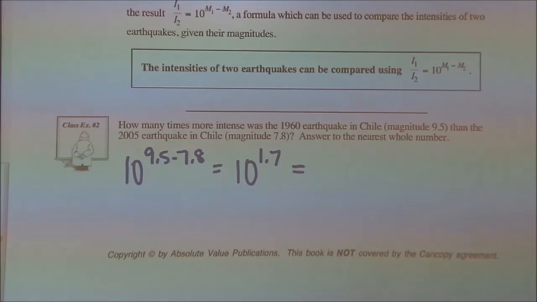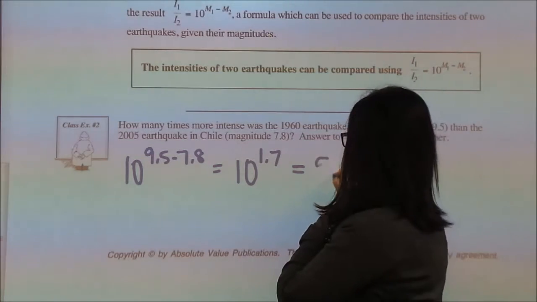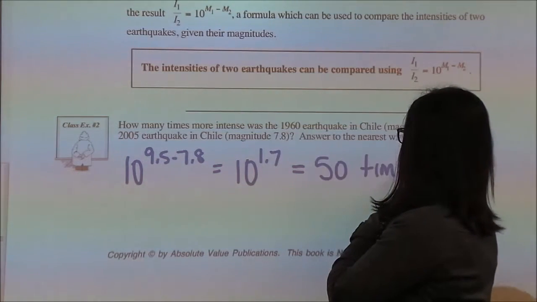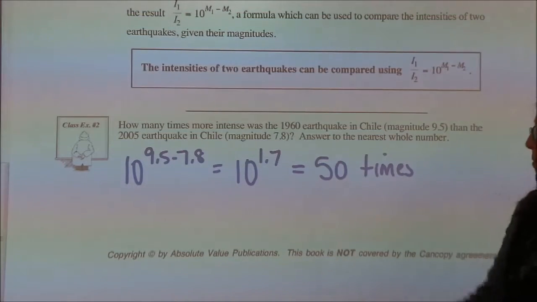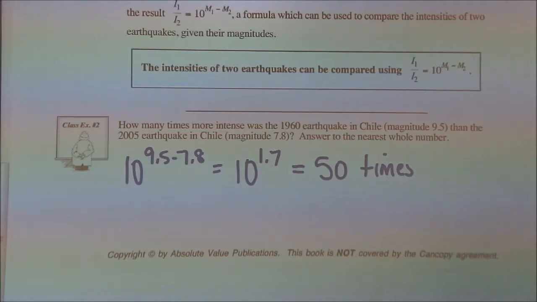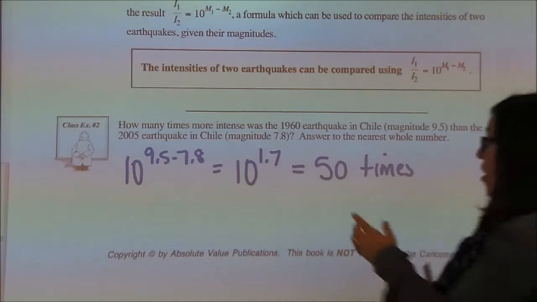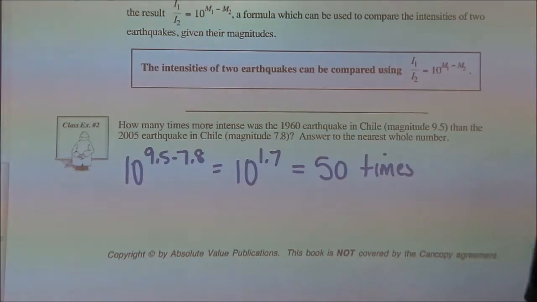Michaela, what did you get? About 50 times? Yep. So remember, 10 to the power of 1 is going to be just 10, and 10 squared is 100. So 50 is going to fall somewhere in between those two values.